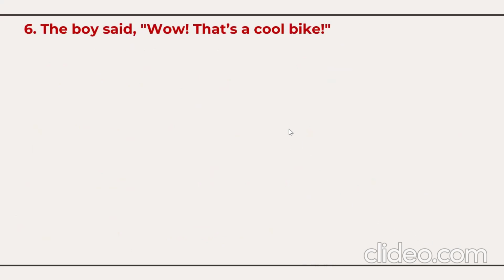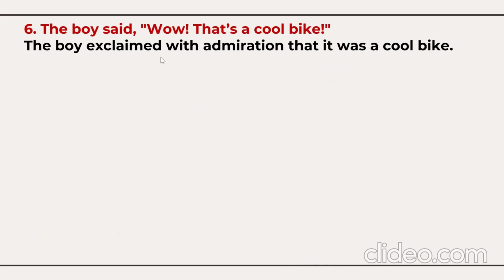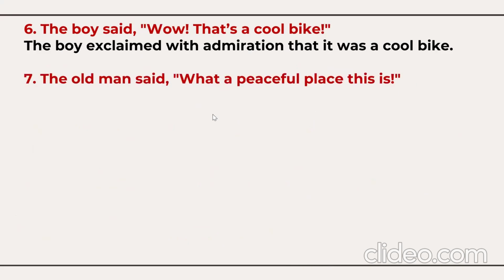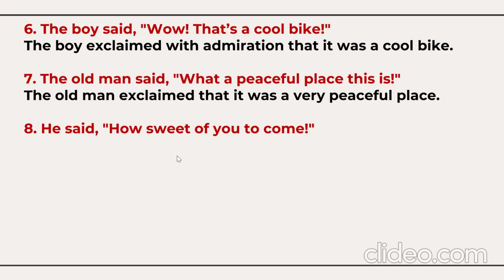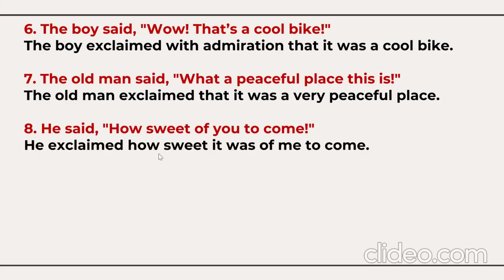The boy said, wow, that's a cool bike. The boy exclaimed with admiration that it was a cool bike. We can also say with joy, that it was a cool bike. The old man said, what a peaceful place this is. The old man exclaimed that it was a peaceful place. It was a very peaceful place, or it was a peaceful place. He said, how sweet of you to come. He exclaimed how sweet it was of me to come. Not it was of him to come.